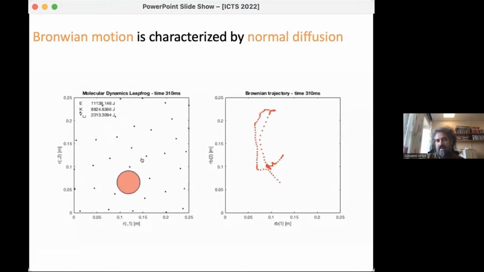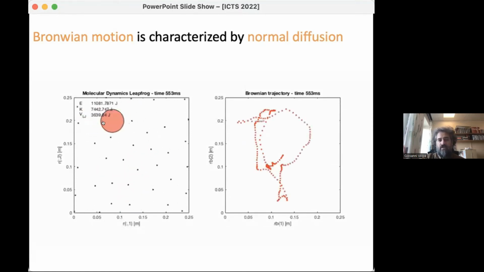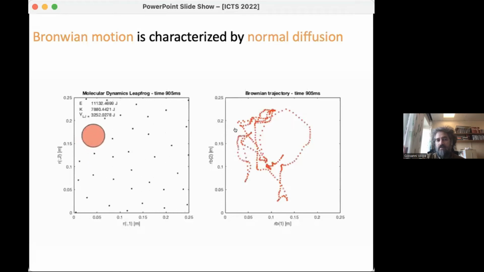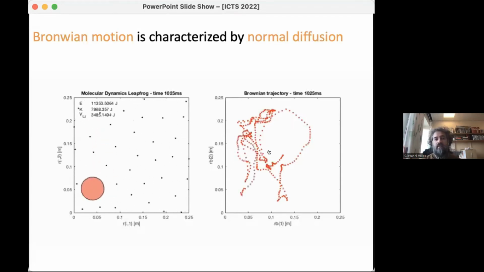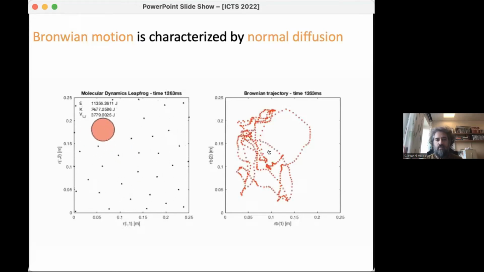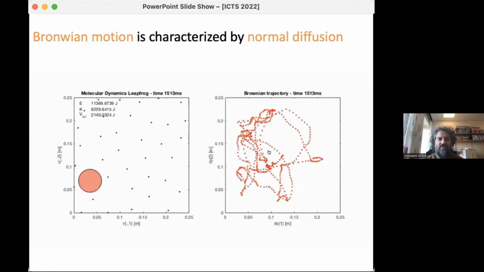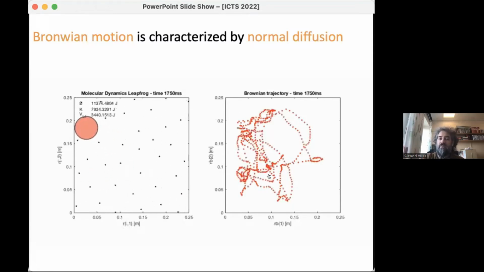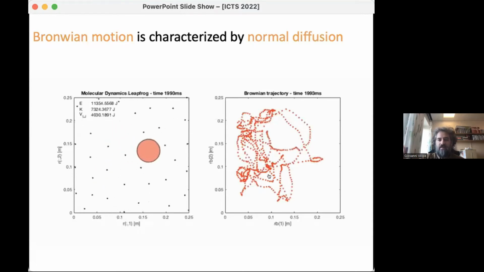So here you see a molecular dynamic simulation of such a particle, which is fully deterministic. But the fact that there are so many degrees of freedom and we can only observe the particle leads to this particle having a trajectory that for all intents and purposes is random. So we cannot really predict it. Of course, again, it's a fully deterministic simulation in this case, but the trajectory really looks like a purely diffusive trajectory. So this is how normal diffusion emerges in physical systems.